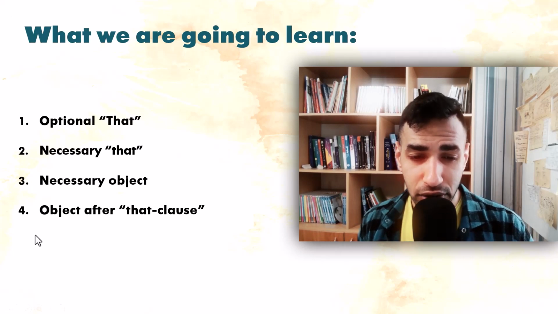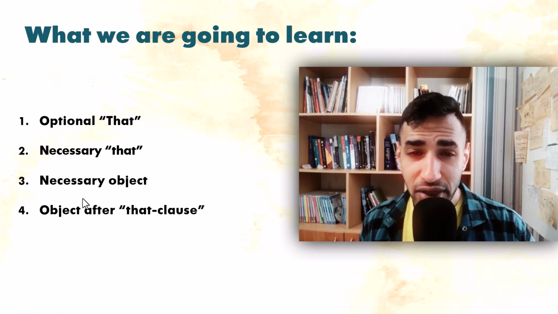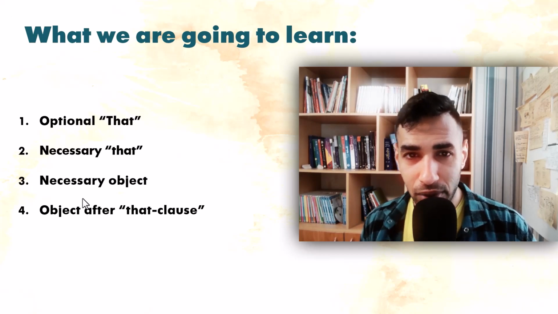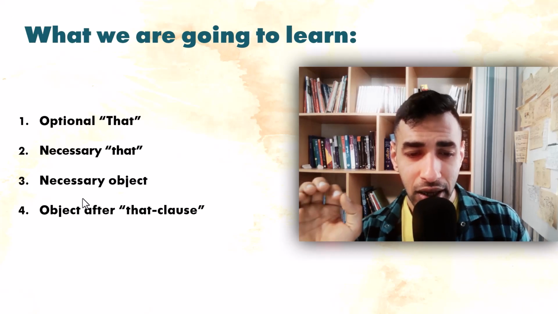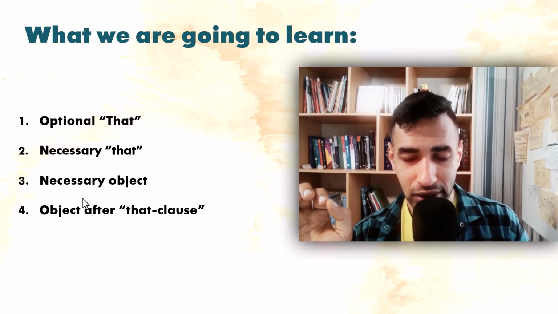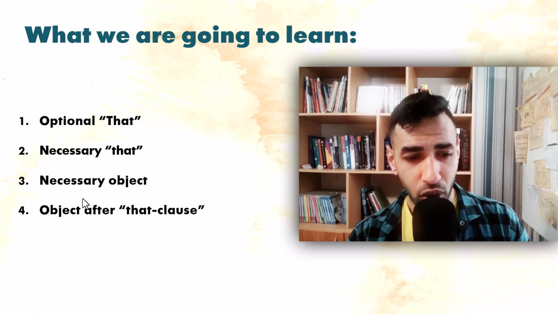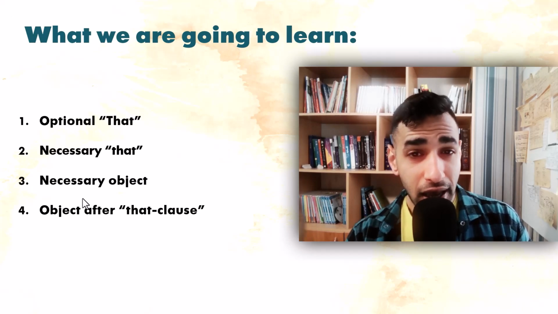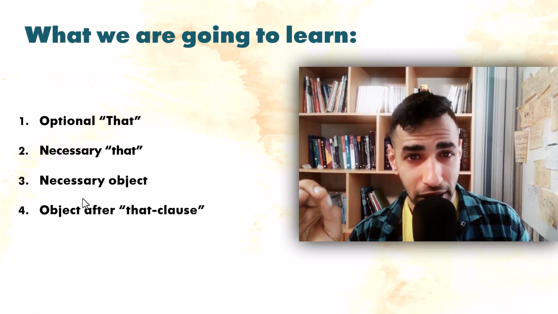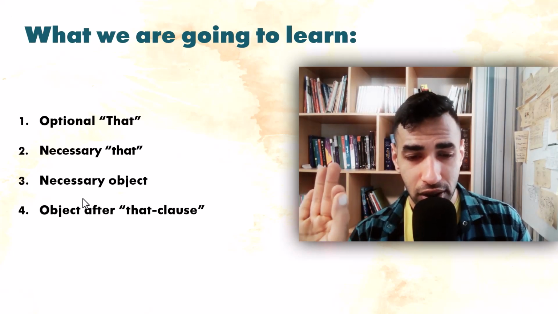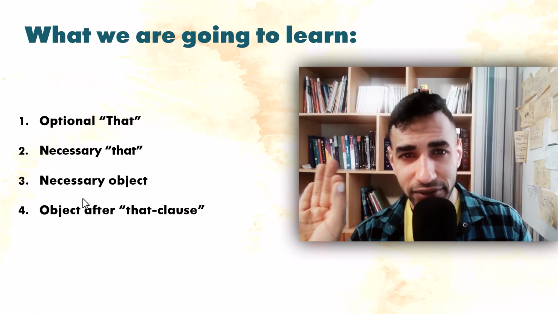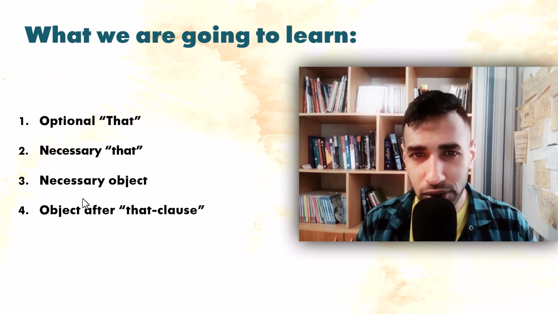Three, necessary object. Some verbs need objects. For example, my father told me that I must go to university. Me, this is an object. Some verbs need necessary objects, which means they cannot come without an object. And number four, object after that clause. There are some other verbs that need objects, but we should put the object after the that clause. So let's dive in.